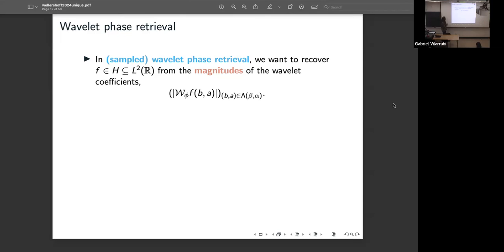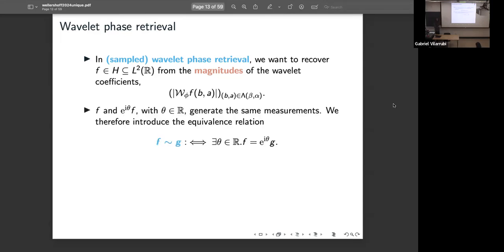Right. There's an immediate problem if you look at any phase retrieval problem, which is that if you think of f and e^{iθ}f, then both of these signals generate the same measurements, because the phase will be absorbed by the absolute value once you use the linearity of the wavelet transform. So the typical thing that we do in phase retrieval is we introduce an equivalence relation on L2: f will be equivalent to g if and only if f is equal to e^{iθ}g. So basically we say we don't care about this ambiguity that is inherent to the problem.